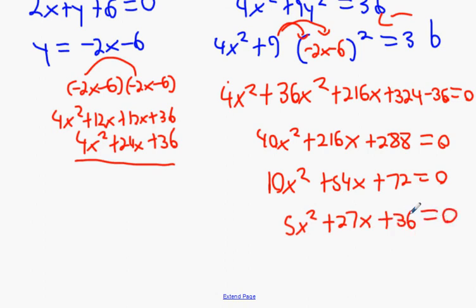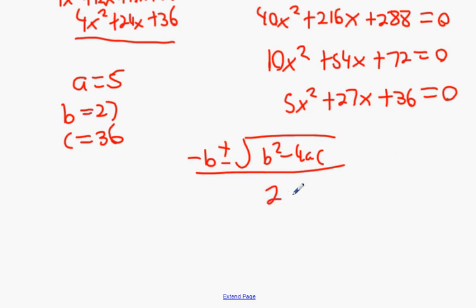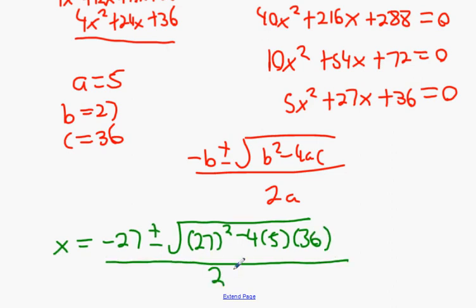And now I'm out of options, haven't I? You could do the minus b formula. Probably be the way to do it, wouldn't it? A equals 5, B equals 27, C equals 36. Okay, so minus B plus or minus the square root of B squared minus 4AC all over 2A. So what does X equal? Minus 27 plus or minus the square root of, what's B squared? Minus. Okay. All over 2 times 5.